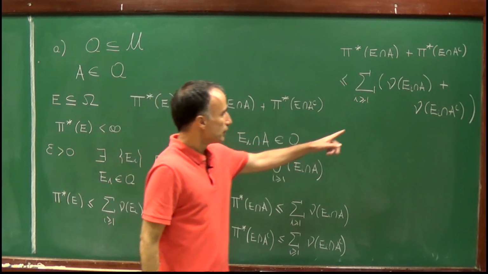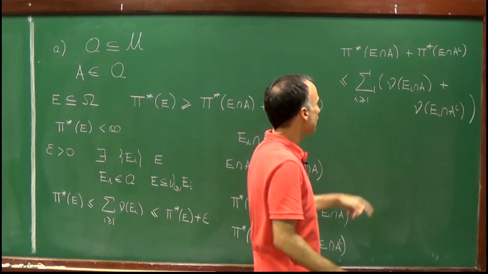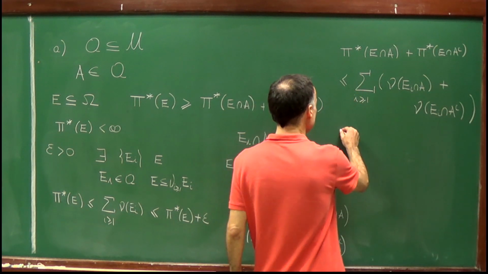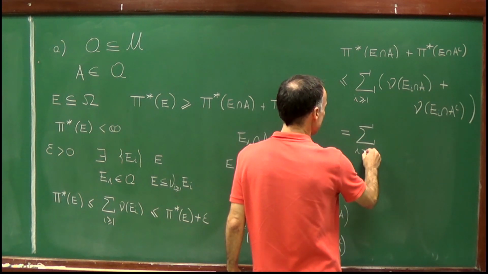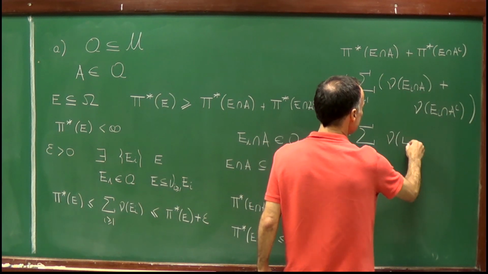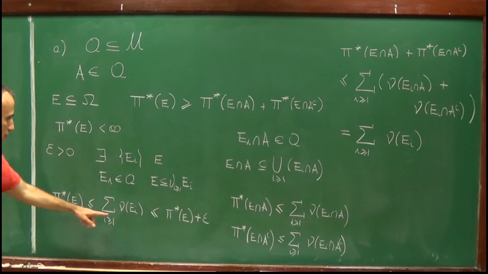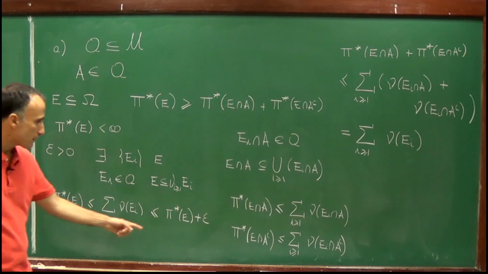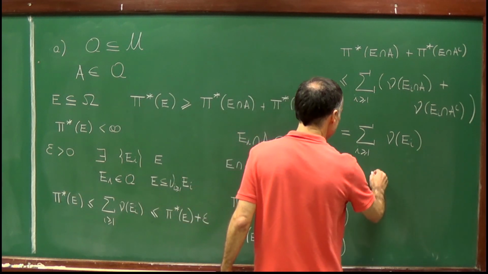But now nu is sigma additive, so it's additive. Since these two sets have no intersection, they are disjoint, the sum is equal to the sum of nu of the union of these two sets, which is just E_i. And the sum of nu of E_i, by construction of this covering of E, is less than or equal to P star of E plus epsilon.